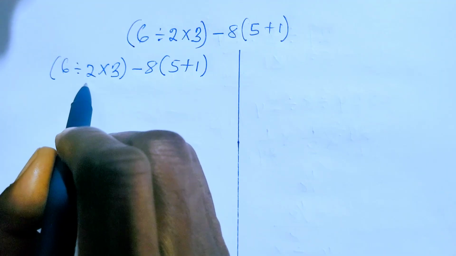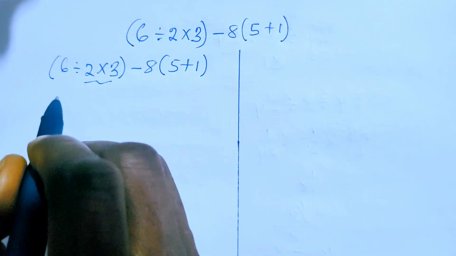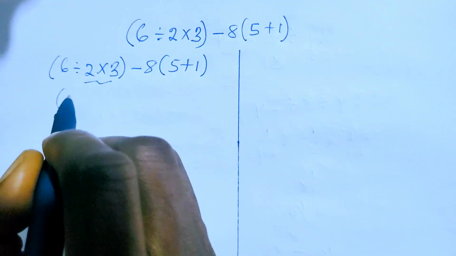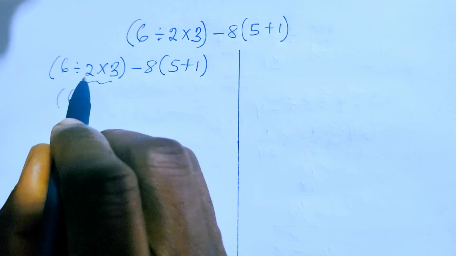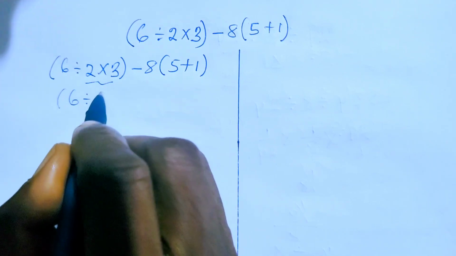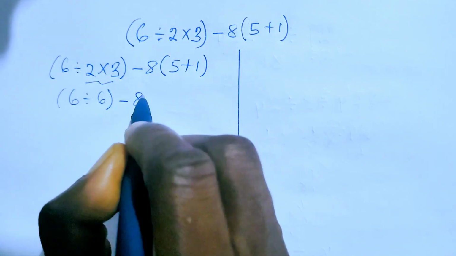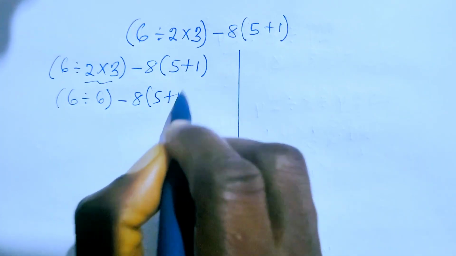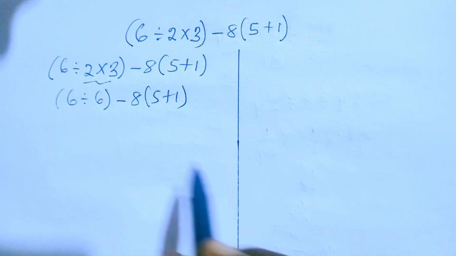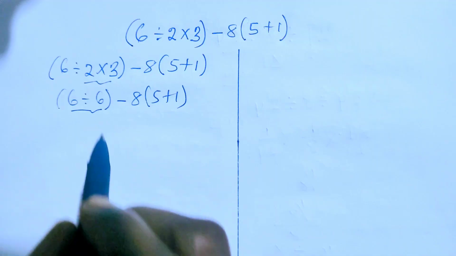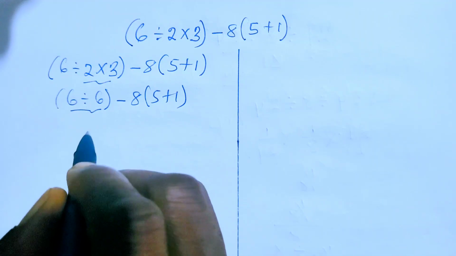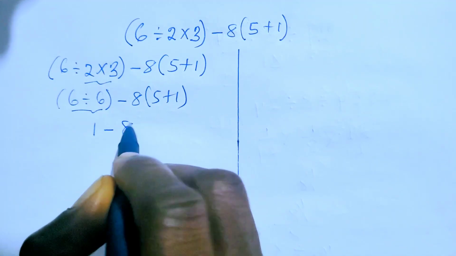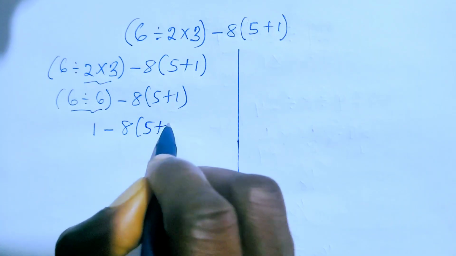Now, most students consider multiplication first here. They have 6 divided by 2 times 3, that gives 6. Then minus 8 into 5 plus 1. And right here, they continue with 6 divided by 6, that gives 1, minus 8 into 5 plus 1.